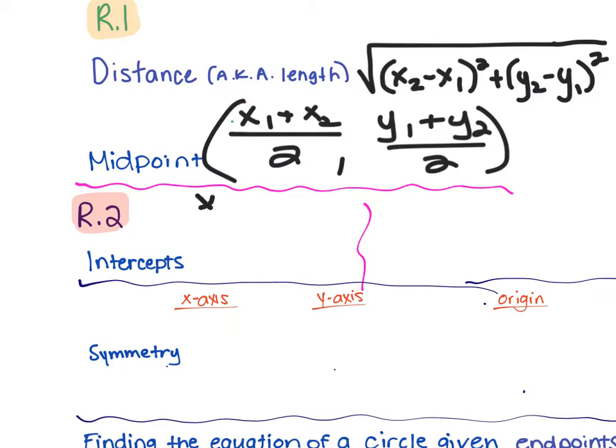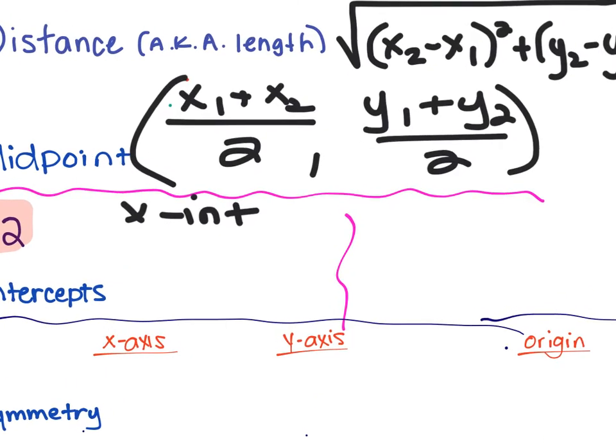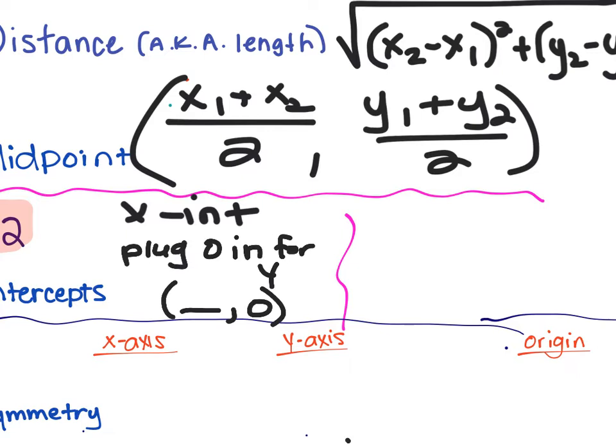So if I want to find the x-intercepts, what do I do? Plug 0 in for y. And I want to see it in coordinate point format. So you will give it to me as a number, comma, 0. And there could be more than one, there could be none.